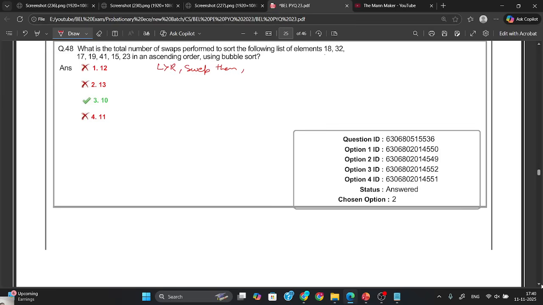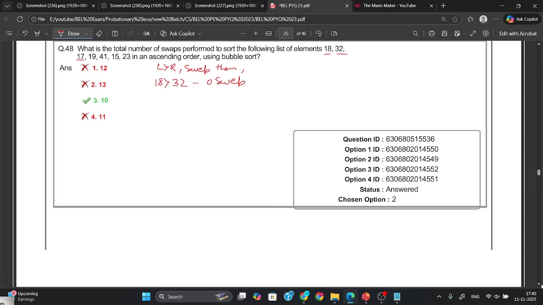So first we have 18 and 32, and we need to compare these. Is 18 greater than 32? No. This condition is not satisfied, so we will not do any swap. So zero swaps. We will not swap.